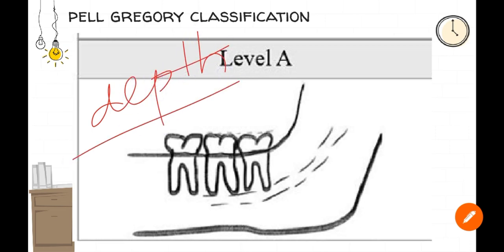Depth of the third molar tooth in respect to the occlusion. So if the third molar is located at the same occlusion as the second and first molar, same or above, it will be level A classification.